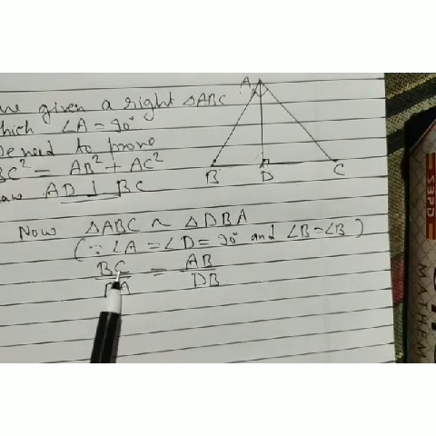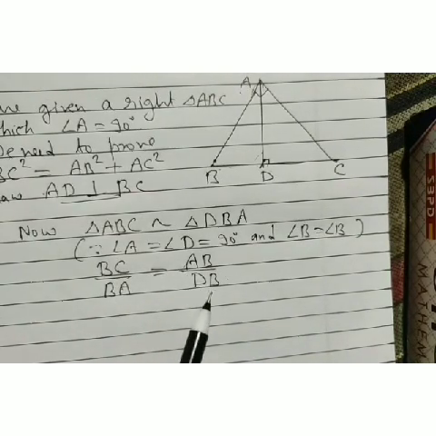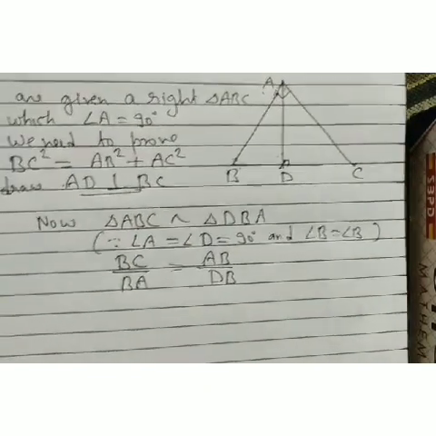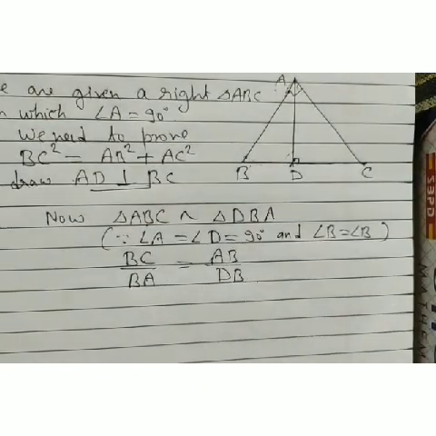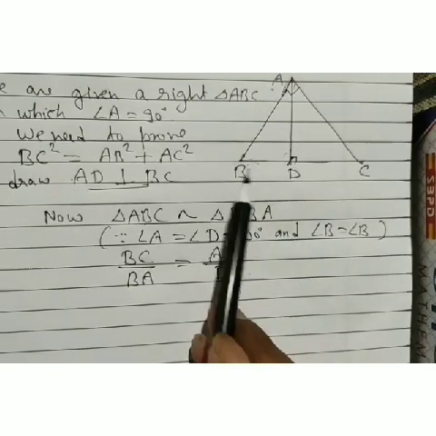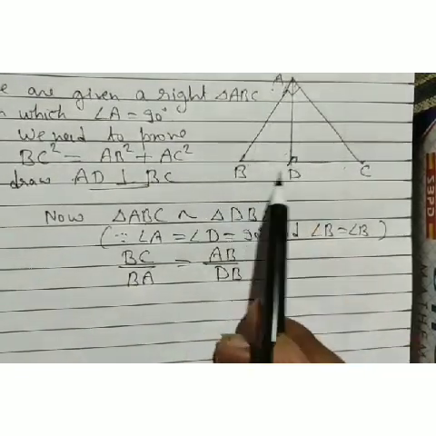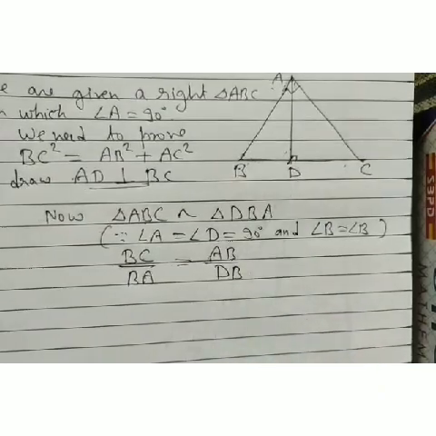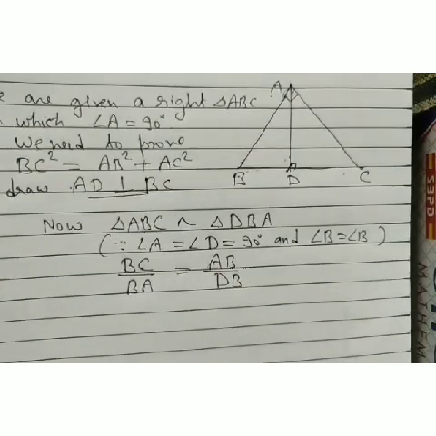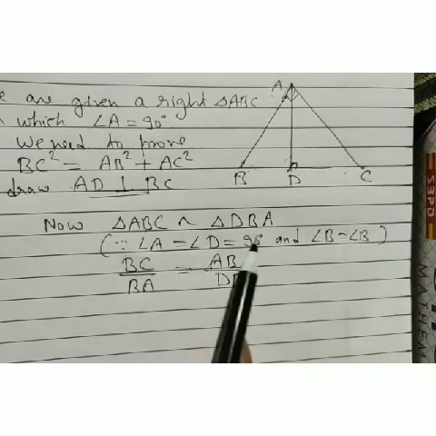What we take? BC is to BA is to AB is to DB. Now maybe there is some confusion in your mind. How do we get this? It's BC is to BA, then AB is to DB. Then what we do? We have triangle ABC and triangle DBA.